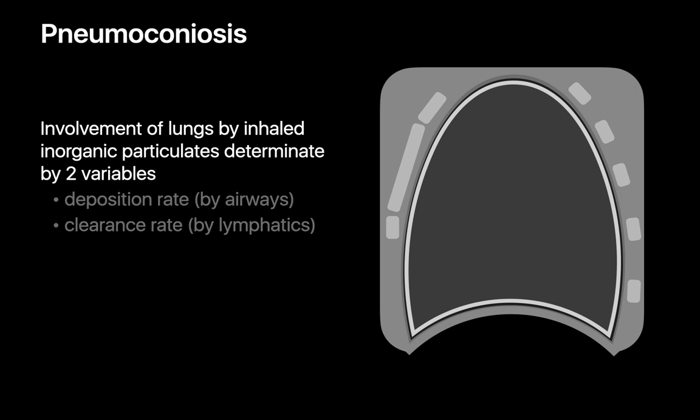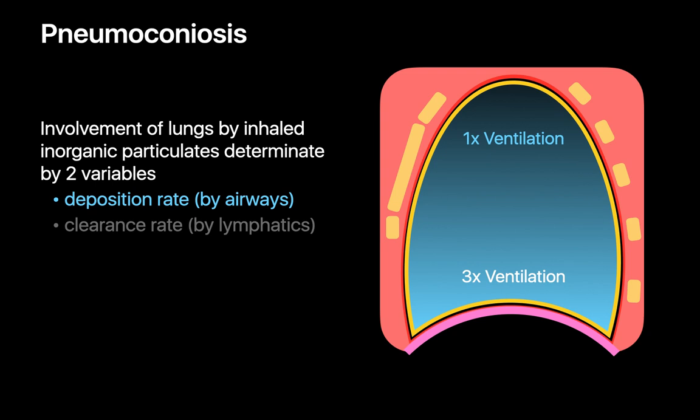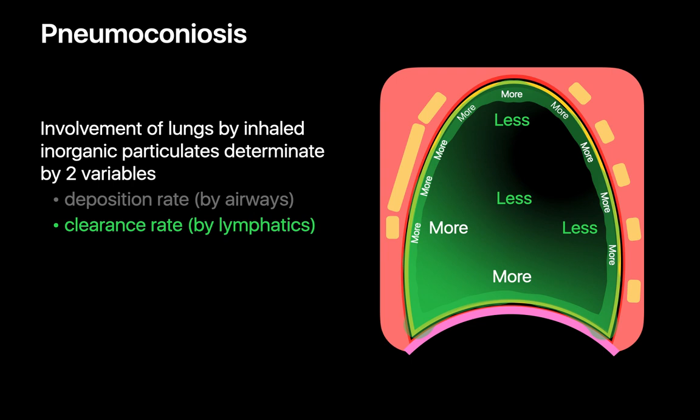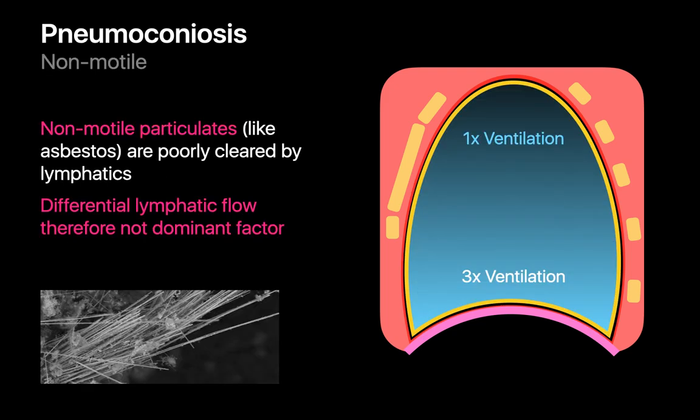In patients with pneumoconioses, geographic patterns of lung involvement are influenced by both the rate at which inorganic particles are deposited in the lung via ventilation and the rate at which these inorganic particles are cleared by the lymphatic system. Some particles, like asbestos fibers, are not particularly motile due to their long needle-like shape. Whenever an asbestos fiber enters a channel, whether that's a tiny airway or a tiny lymphatic channel, there's a decent chance it might get stuck at any point because of its shape. If we're talking about a lymphatic channel, the flow rate of lymphatic fluid, slow or fast, is probably not going to clear the asbestos particle once it's mechanically caught.